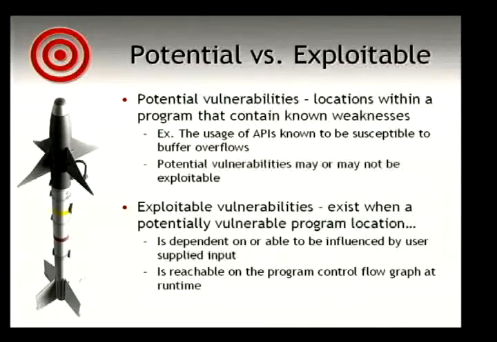In order for a vulnerability to be exploitable, a couple of conditions need to be met. The first condition is usually that the program location needs to be dependent upon user-supplied input. The second condition, of course, is that the location needs to be reachable on the runtime control flow graph.